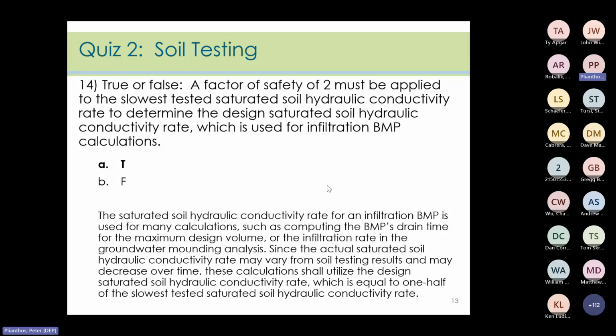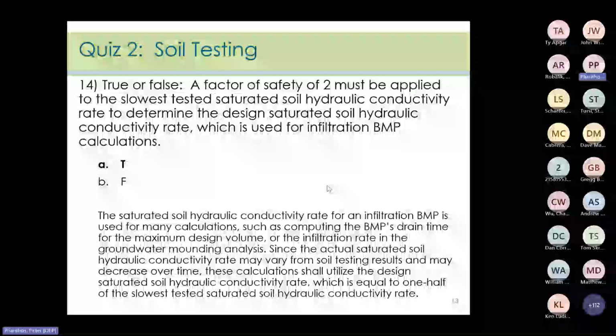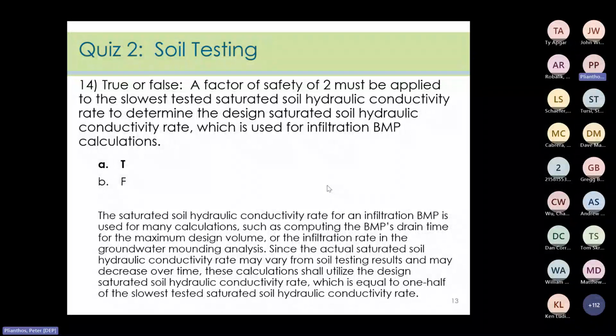Computing a BMP's drain time for the maximum design volume, the exfiltration rate for a BMP allowing exfiltration in the routing calculation, or the infiltration rate in the groundwater mounting analysis must all use the design saturated soil hydraulic conductivity rate.